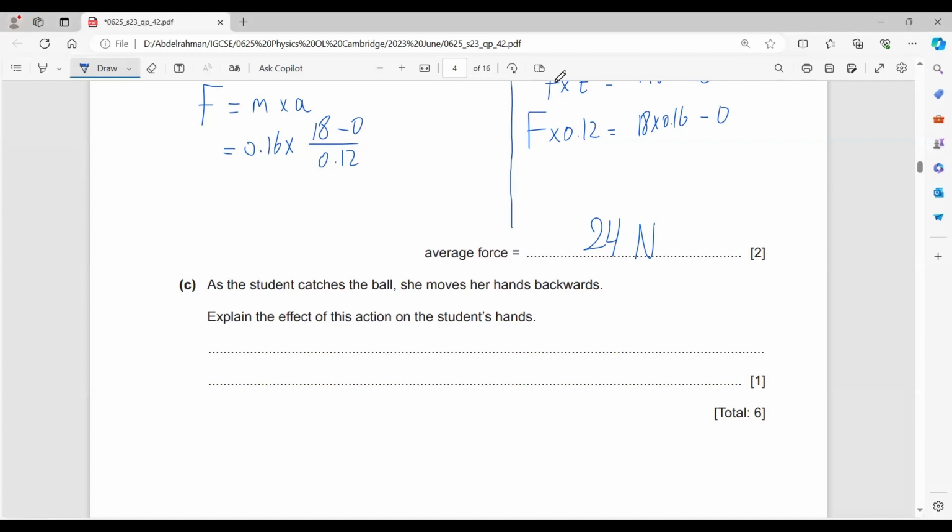Again, this all has to do with what? With more time. She increases the time of the impact. Okay. So time of impact increases, and therefore the force decreases. Okay, good.